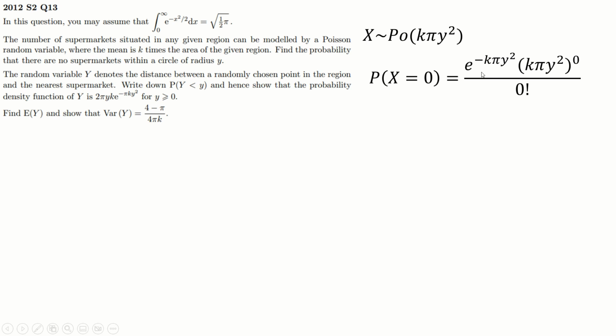And of course, we're just looking for the probability that X equals 0, which is just what happens when you do e to the minus lambda times lambda to the n over n factorial, where n is 0, and all this goes away, and you just end up with this here. And that'll be that. The random variable Y denotes the distance between a randomly chosen point in the region.